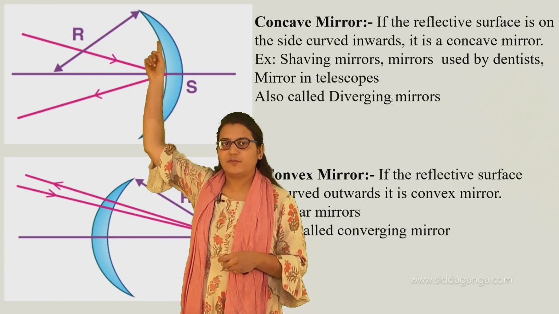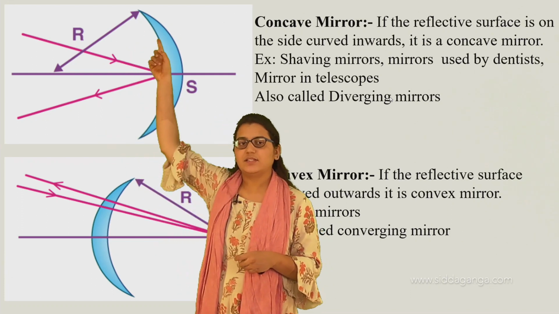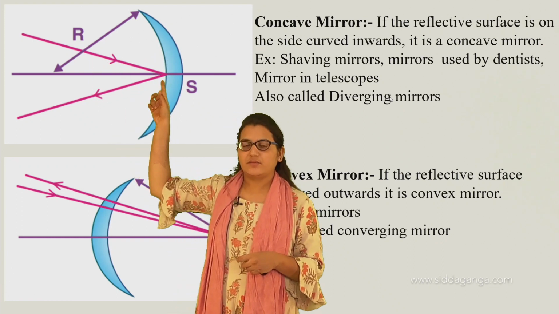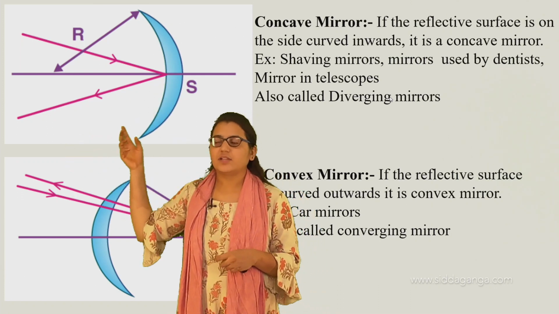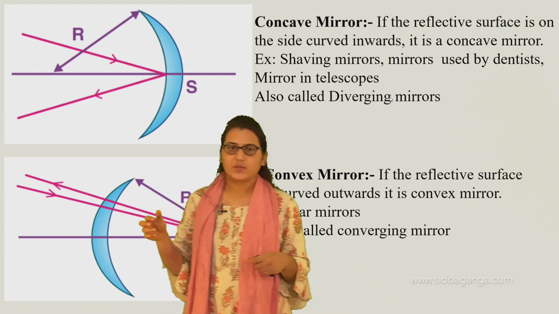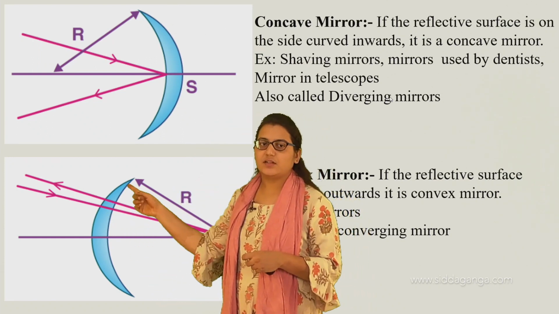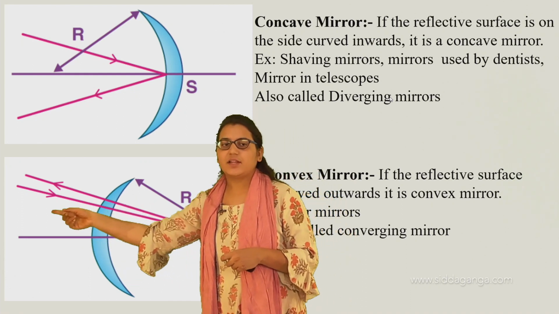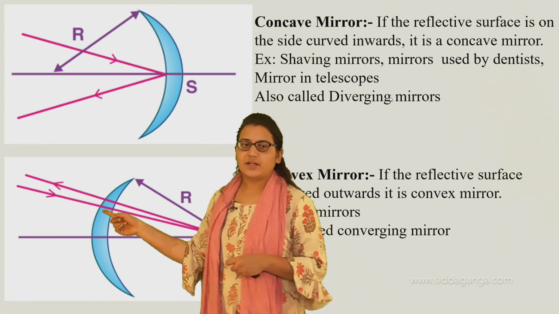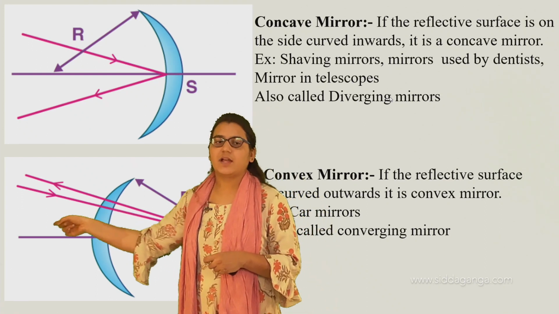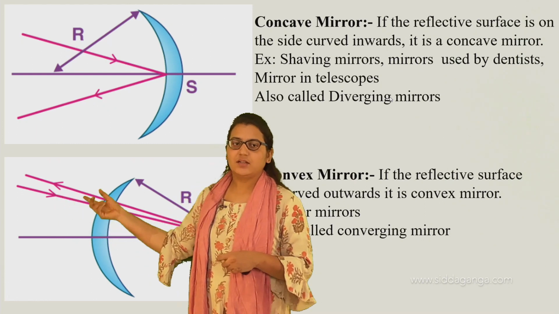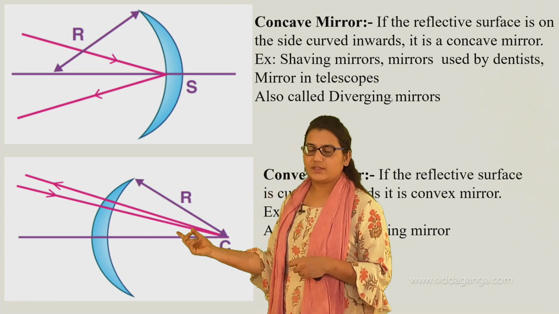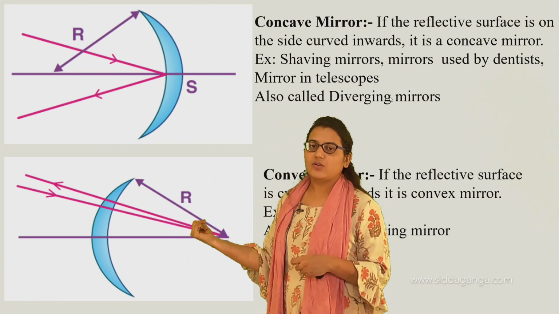This is a concave mirror, right? It is curved inwards. So when light falls on this concave mirror, which is a reflecting surface, the light diverges. That is why these mirrors are called diverging mirrors. In the same way, this is the convex mirror, which is curved outwards. Here, when the light falls on this reflecting surface, the light does not diverge. Instead, the light gets converged. All the light beams converge at one place. This is what happens when we keep a convex mirror.